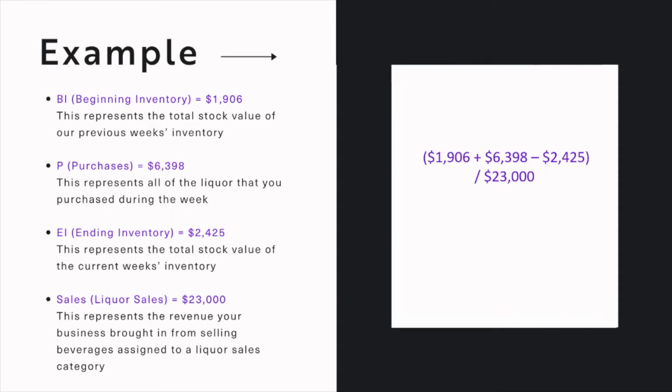In our formula, that's going to be 1906 plus 6398 minus your 2425. So, right, that's your beginning inventory plus your purchases minus your ending inventory, and we're going to divide that by your liquor sales, which was 23 grand. So then you've got your pour cost. So that's 5,879 or 25.56%.